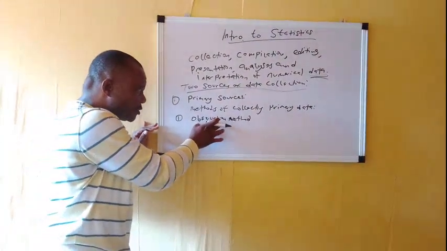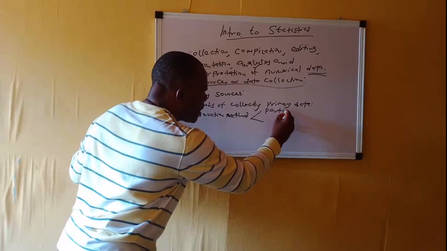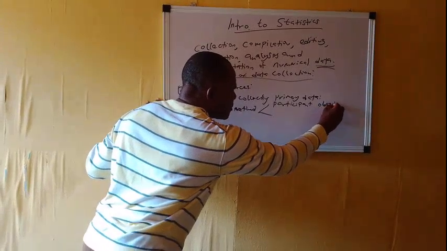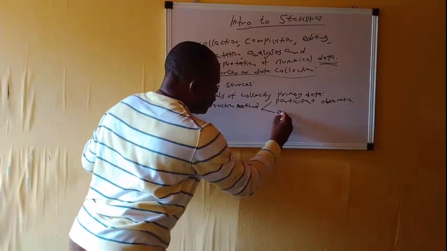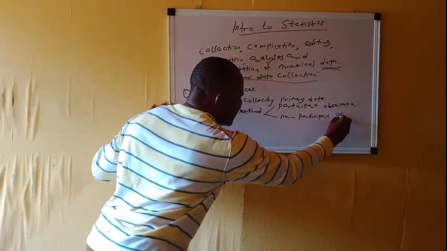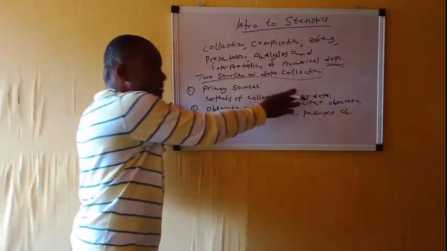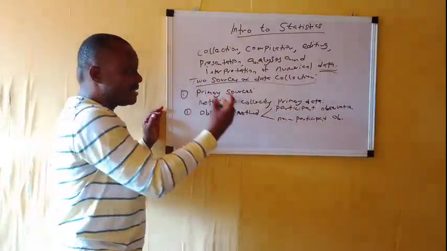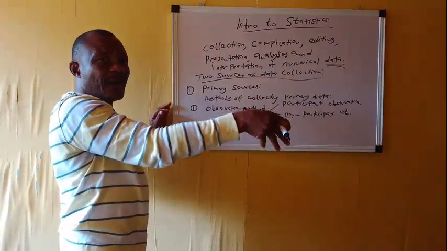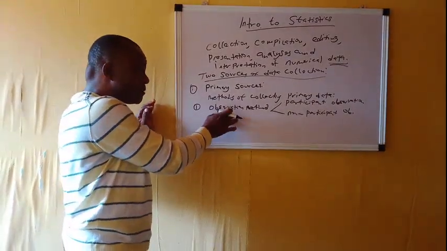Now, when we talk about observation, observation can be likened to be two parts. It can be participant observation. It can be non-participant observation. Now, a researcher can decide to observe by participating to collect data. He can decide not to be part of what is going on while watching from a distance to collect data. So data can be collected via observation method.